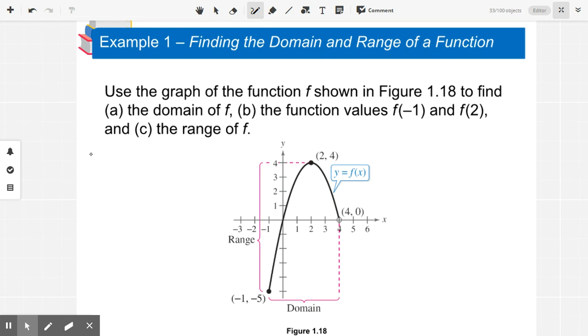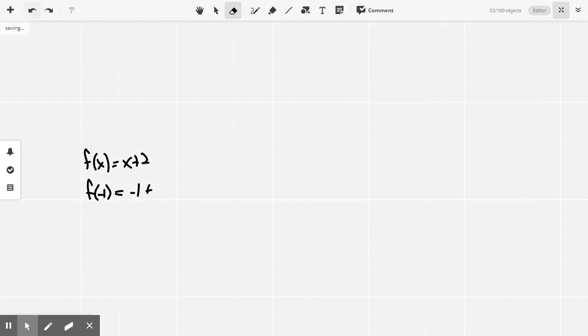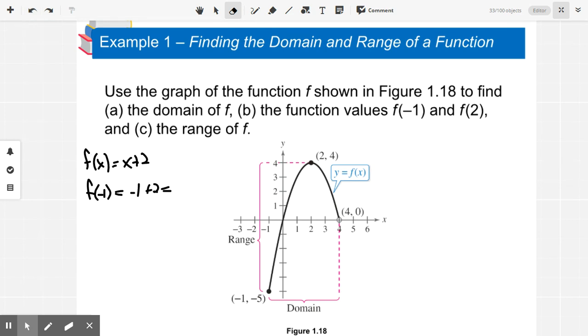So last time we had maybe f of x equals x plus 2, and you were asked to find f of -1, and there you would just plug -1 in for x and get the function value at -1. But we're going to use the graph here.